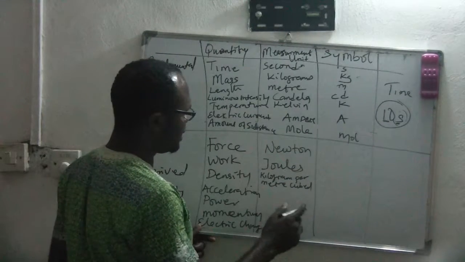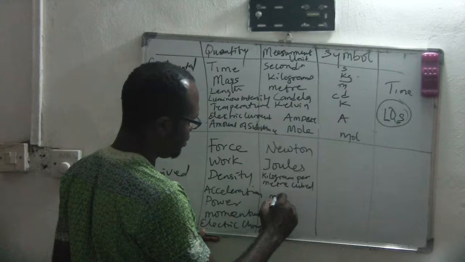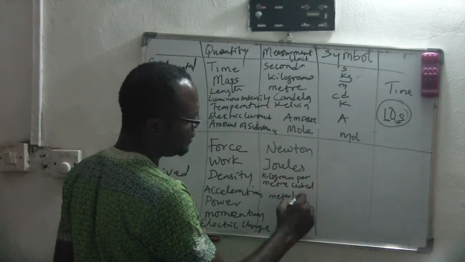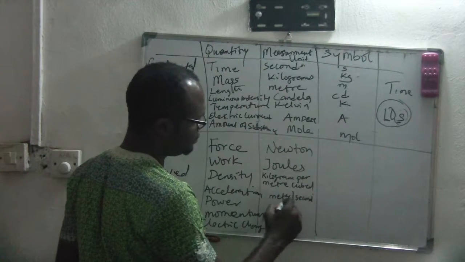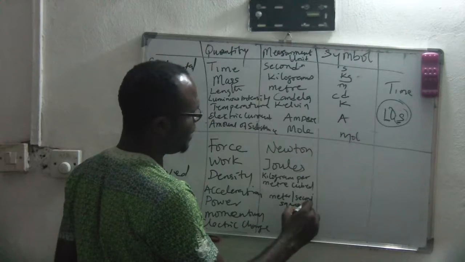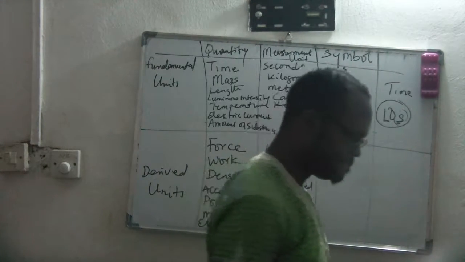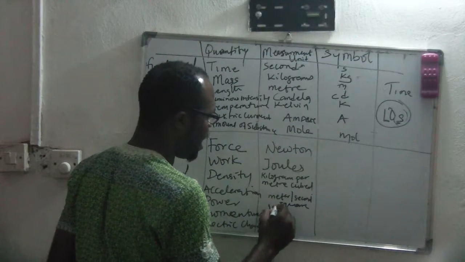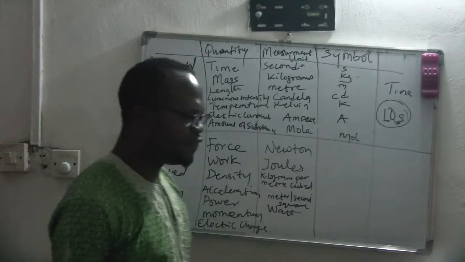What's the SI unit for acceleration? Meter per second square. Meter per second what? Square. What's the SI unit for power? The SI unit for power is watts. What's the SI unit for momentum?